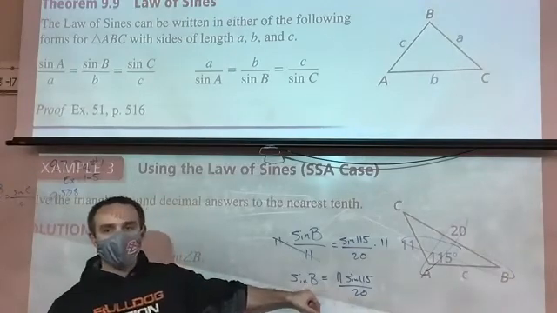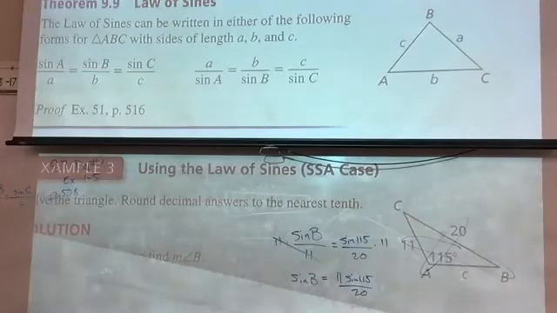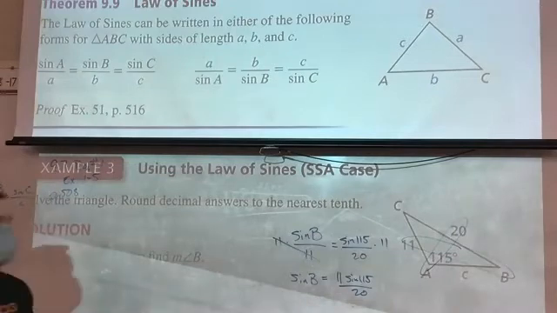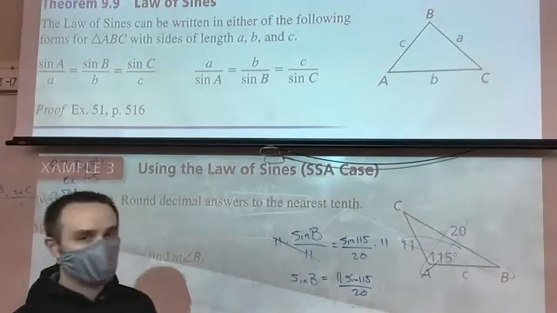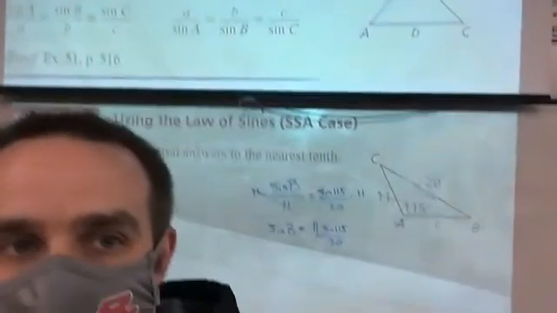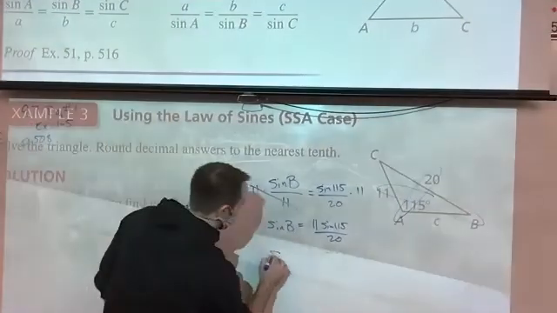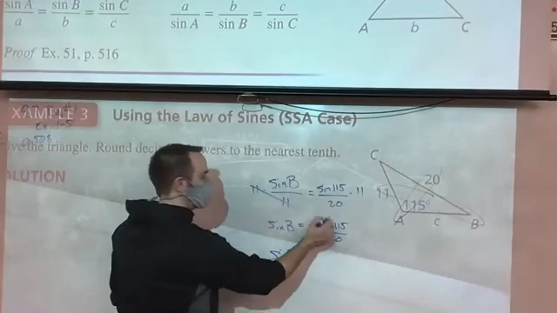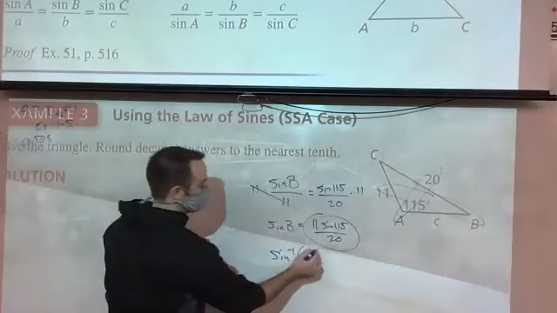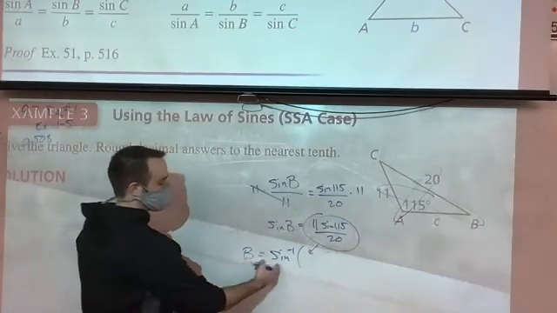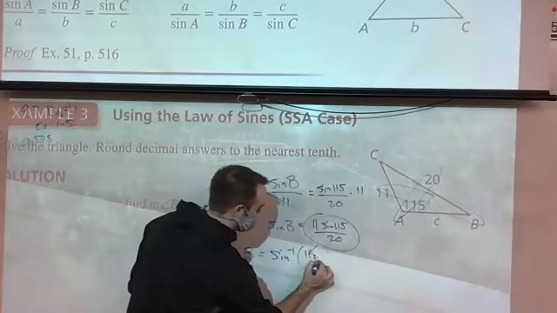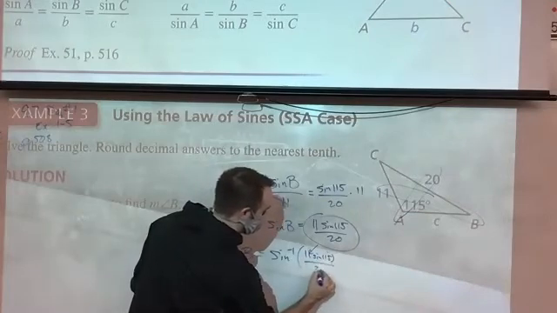How am I going to find that angle? This is what we talked about yesterday. Well, sin⁻¹. We're going to use that inverse of sine. What that does for us is, if we do the inverse sine of this whole thing, that's going to give us angle B. So angle B is going to be equal to the inverse sine of 11 sine 115 over 20.